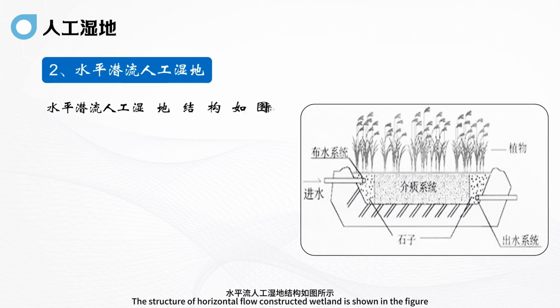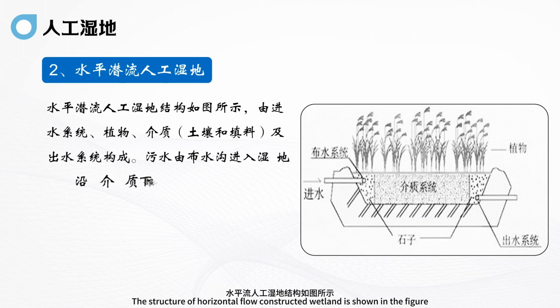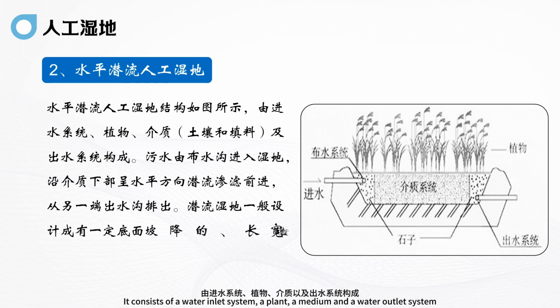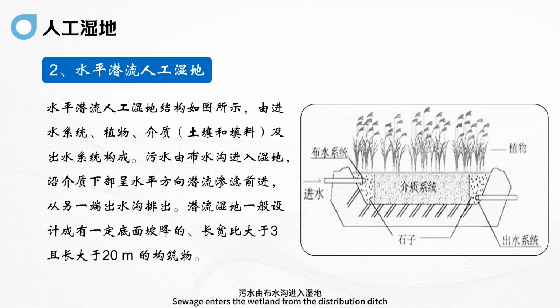The structure of horizontal flow constructed wetland is shown in the figure. It consists of a water inlet system, plants, a medium and a water outlet system. Sewage enters the wetland from the distribution ditch. Subsurface flow percolates along the lower part of the medium in a horizontal direction and is discharged from the gutter at the other end. Subsurface flow wetlands are generally designed to have a certain bottom slope, with an aspect ratio greater than 3 and a length of 20 meters.